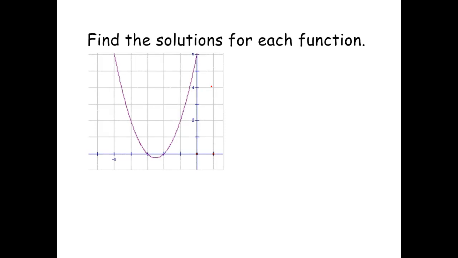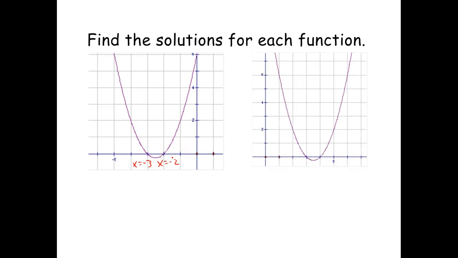So if you're actually looking for what the solutions are, you can see that this particular example has 2 solutions at 1 and -3. This example hits the x-axis at x equals 3 and x equals 4. So the solutions would be 3 and 4. We call those the zeros.